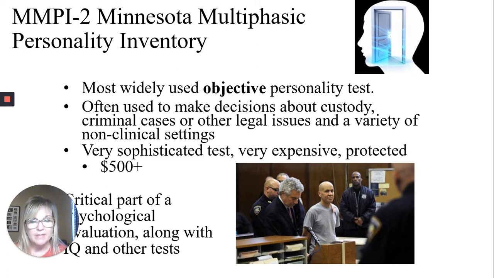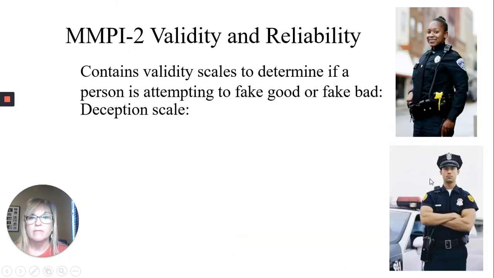It's also very expensive. So if you went and saw a psychologist for counseling or a counselor, you're not going to get an MMPI. It's really used mostly in the justice system, but it is certainly used in different research settings and in other settings. But it's a critical part of a psychological evaluation, along with an IQ and other tests that we give to really try to get a clear picture of a person, and especially of a person that may not be honest with us or may not want to give us information.